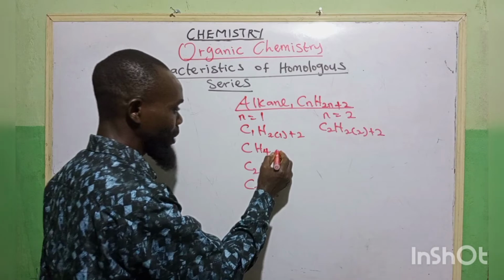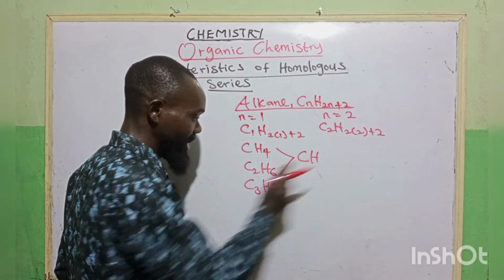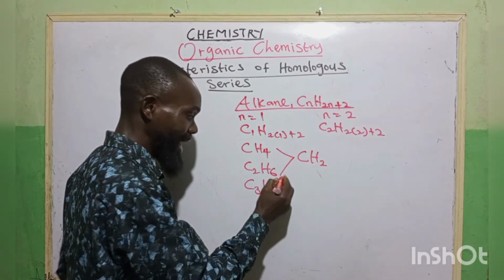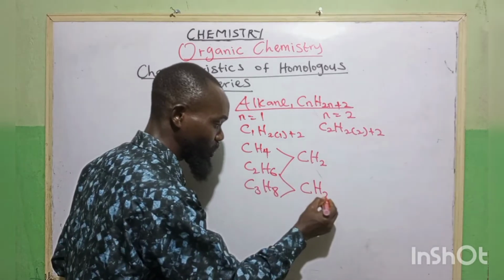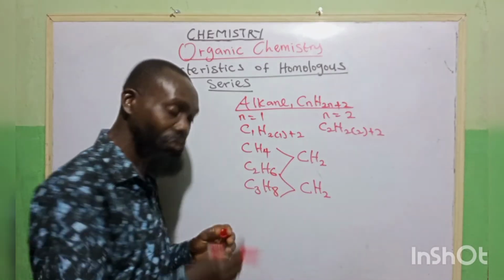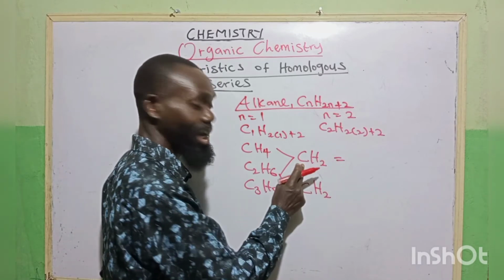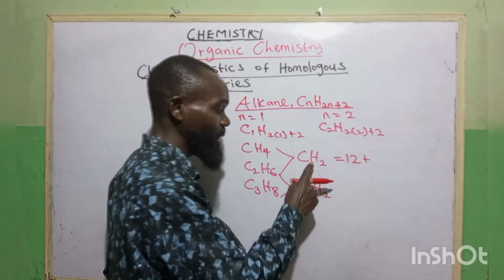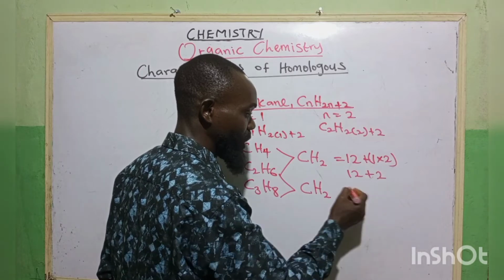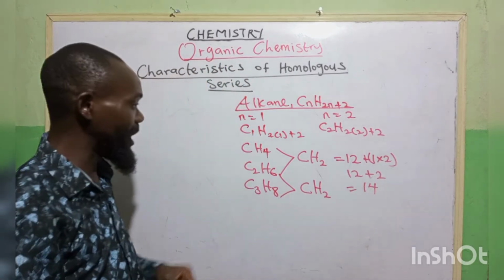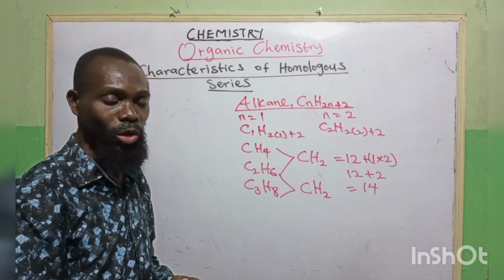C3H8. Now, let's look at this one. 2 minus 1, we have 1, that is C. Then H, 6 minus 4, we have 2. Likewise, this, 3 minus 2, we have 1, C. H, 8 minus 6, we have 2. So each of these members differs by a CH2 group or atomic mass of 14. The atomic mass of carbon here is 12, plus atomic mass of hydrogen is 1 multiplied by 2. So we have 12 plus 2, which gives what? 14. So each of them differs with atomic mass of 14 or by a CH2 group.